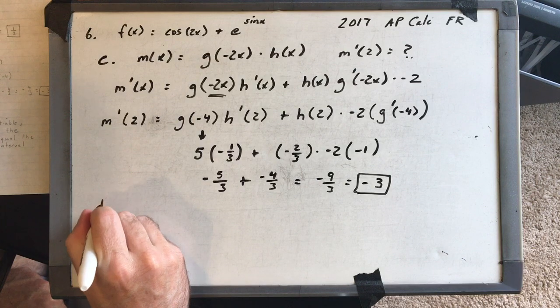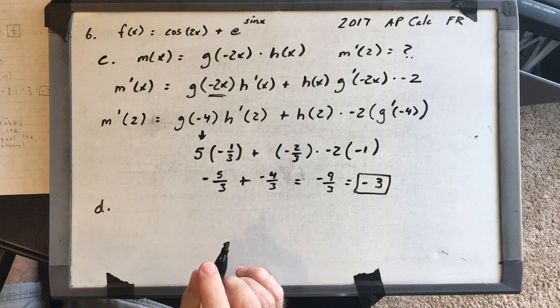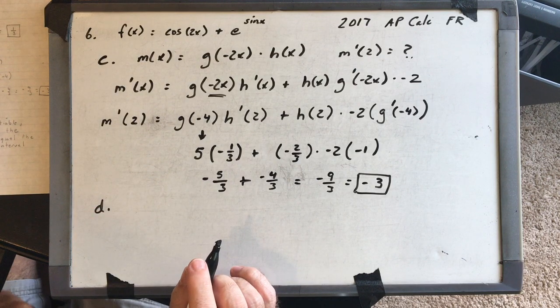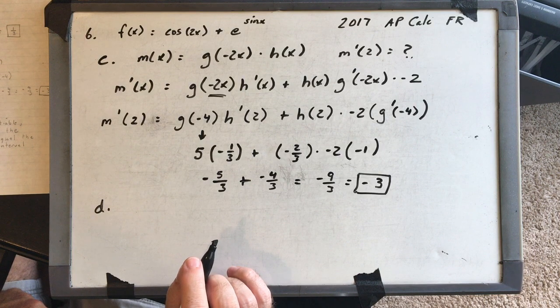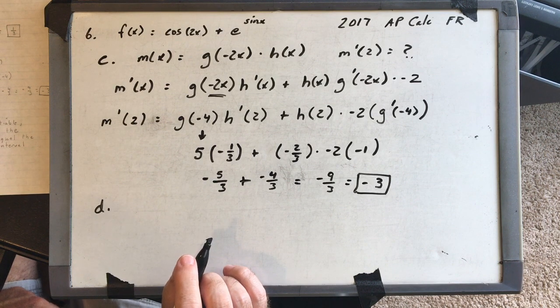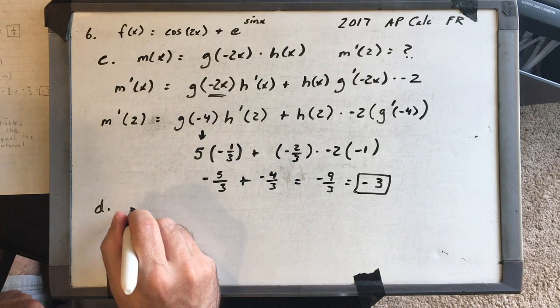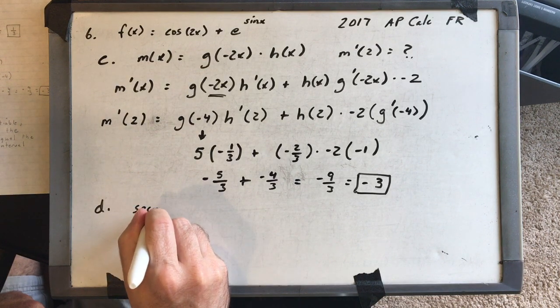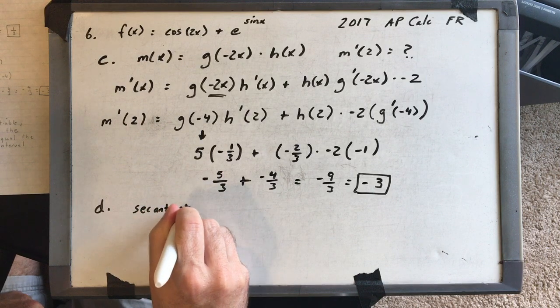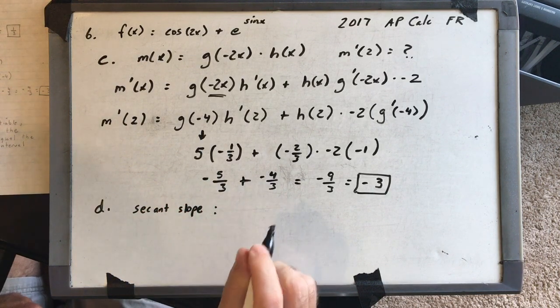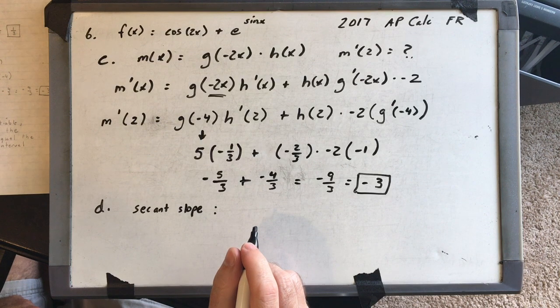I think I can squeeze part D in here, and this will finish the 2017 test. It says, is there a number c in the closed interval from negative 5 to negative 3 such that g prime of c is equal to negative 4? Well, if it's continuous and differentiable, it would be due to the mean value theorem. So let's get the secant line slope for that interval negative 5 to negative 3.